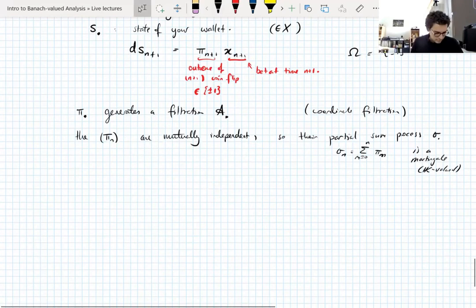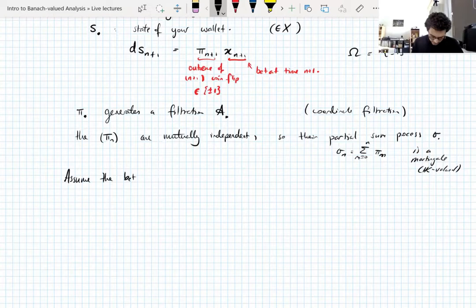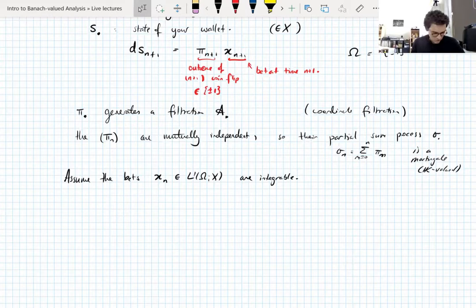Right, okay. Now let's assume that the bets, these betting vectors x n, are actually functions on the probability space. They're random variables. Let's assume our bets are integrable, which is a natural assumption in gambling, integrability of your bets. How could they not be? And to be really pedantic, let's write the Banach space X as being identified with the linear operators from K to X.